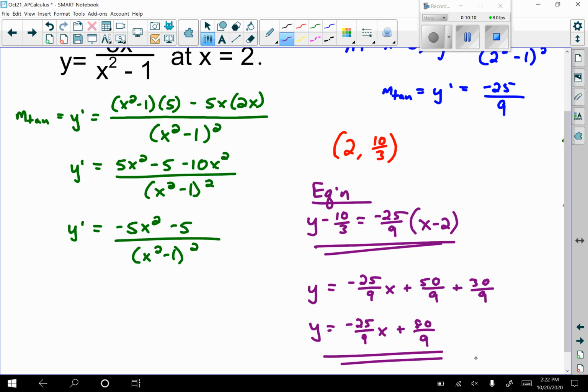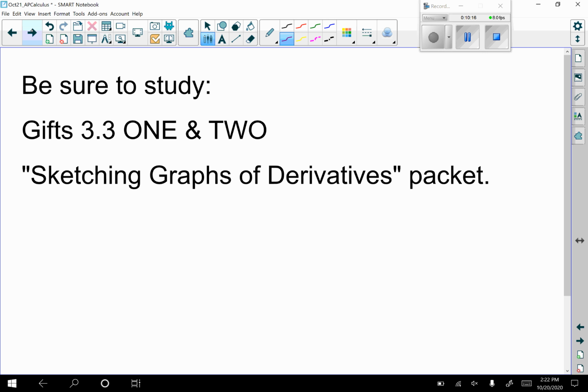All right, so just practicing some more using the quotient rule to help us find the equation of a tangent line at a certain x value. Please make sure you go back over GIFs 3, parts 1 and 2. Please let me know if you guys have any questions. Also, the packet of 1 through 8, sketching graphs of derivatives.